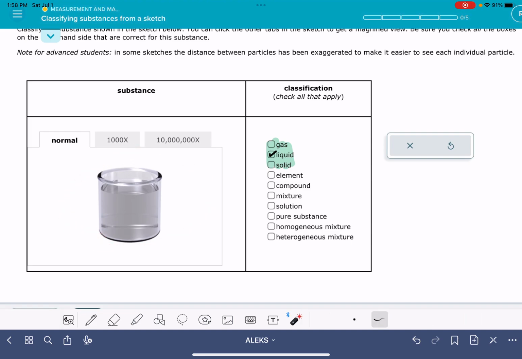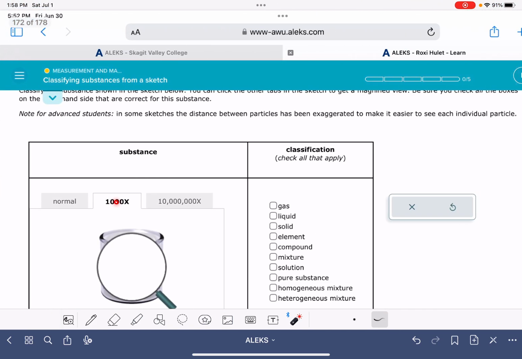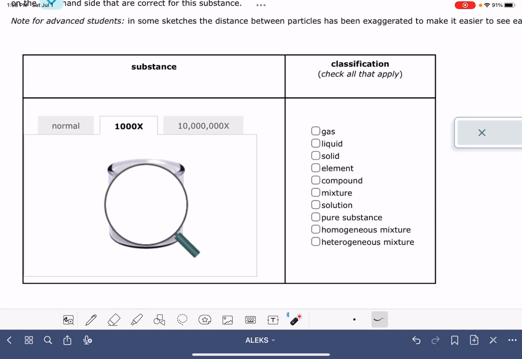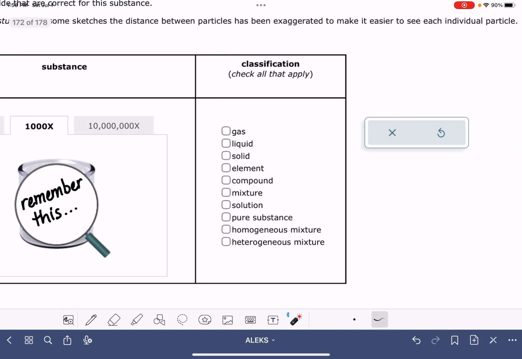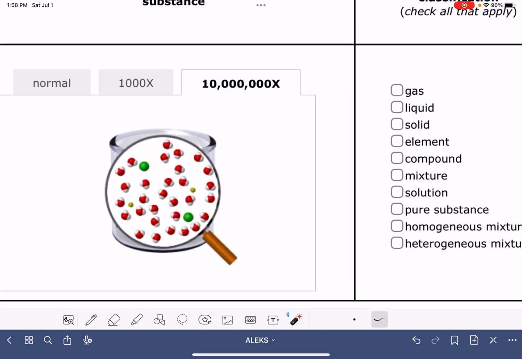The next thing that we're going to do is take a quick peek at the 1000 times view. I'm going to show you that. So we're just going to click on that button and it's going to show us a slightly zoomed in view of this substance. For this particular substance, it kind of looks like there's nothing there. We're not going to do anything with this information yet. We are just going to remember what this looks like. We're going to come back to this after we've done the next view. So we're going to click on this 10 million times view and see what this looks like.